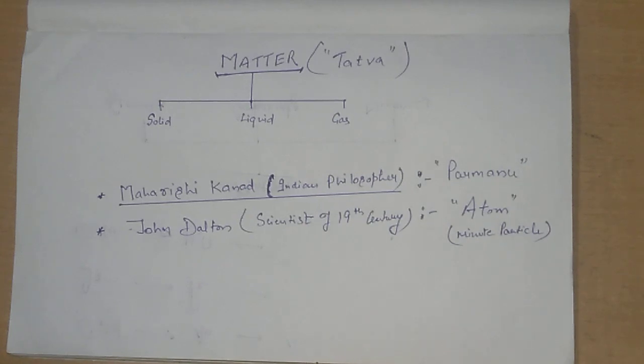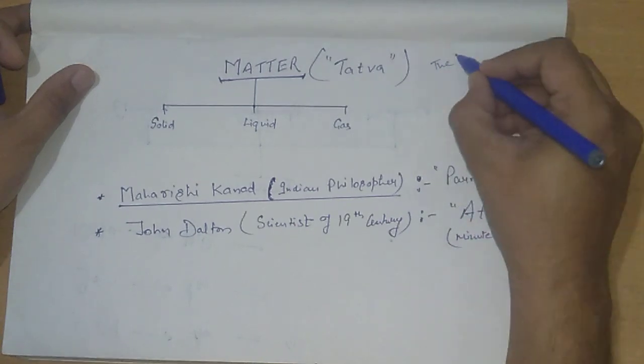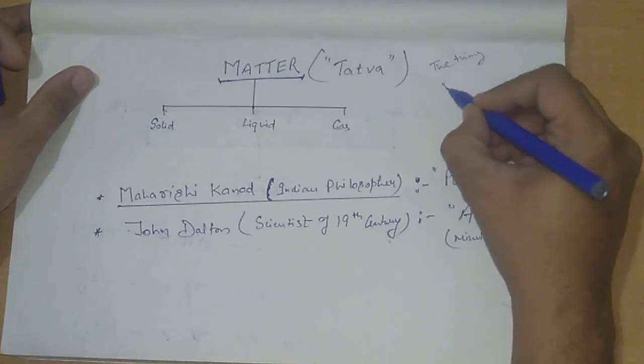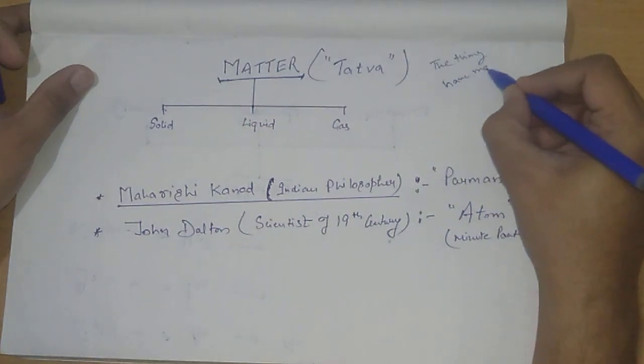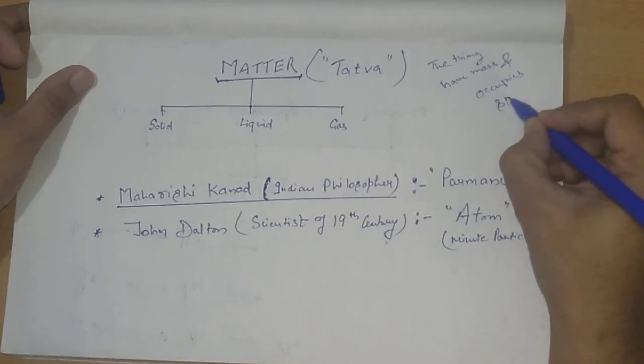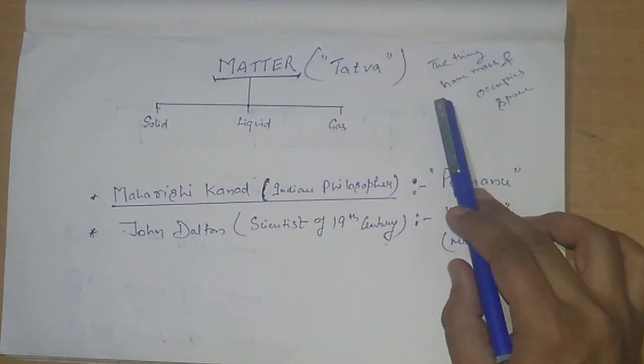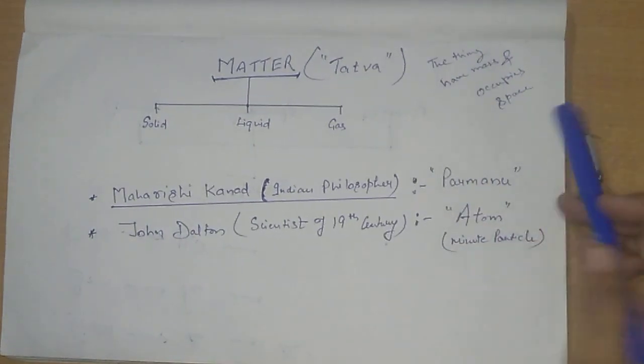Clear? Now as we look around us, how can we define matter? The thing that occupies space and has mass. Clear? So the thing that has mass and occupies space is called matter. Clear? So scientifically, how can we define it? We can say that everything or anything that has mass and occupies space is called matter or tattva.